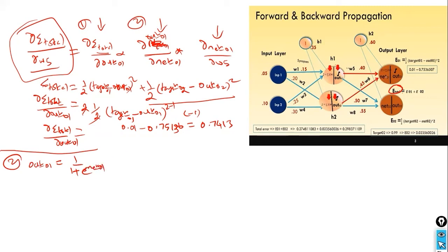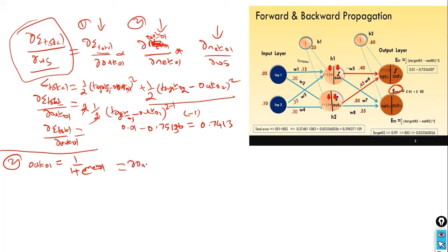The net over 1, whatever the z, we take the activation function. So here, the out over 1 divided by net over 1. What is this? This is the sigmoid function. When you take the partial derivative of the sigmoid function, what is the partial derivative?